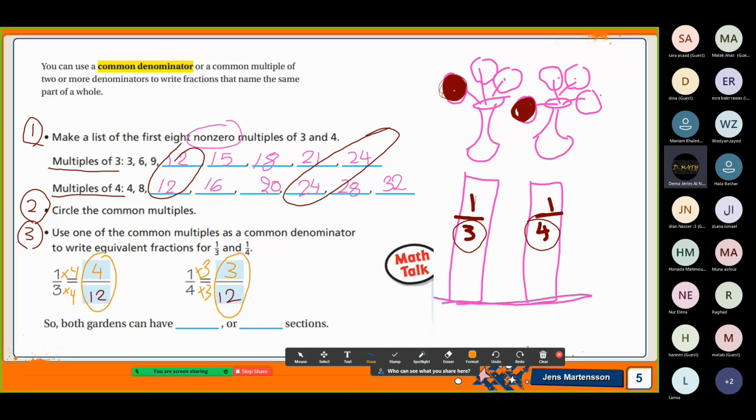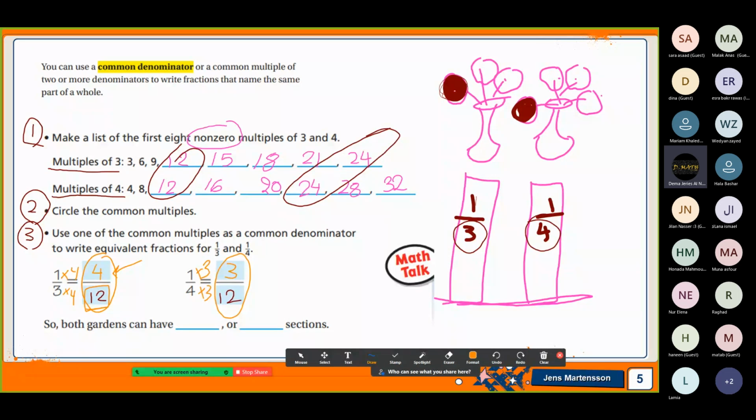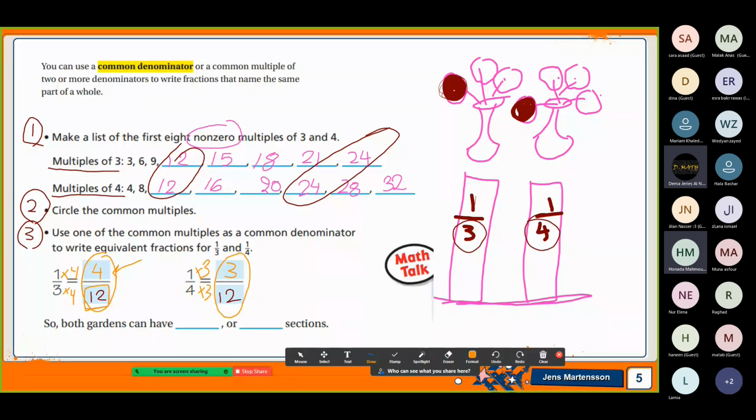This is how to write fractions with a common denominator. You can choose 12, you can choose 24. Be careful. If you change the denominator, you must change the numerator. Don't keep it as it is. Okay. Now, so both of the gardens could have 12, or 24 sections. Now, this is page 369.